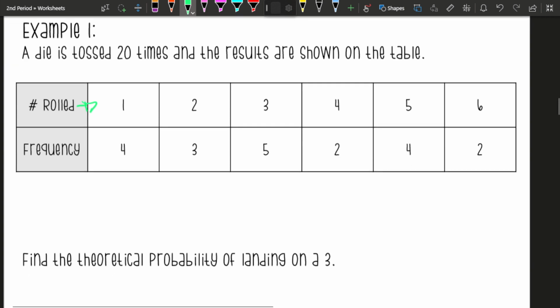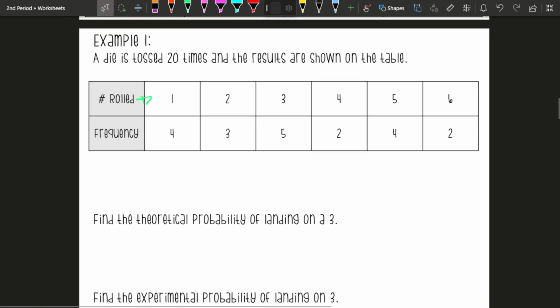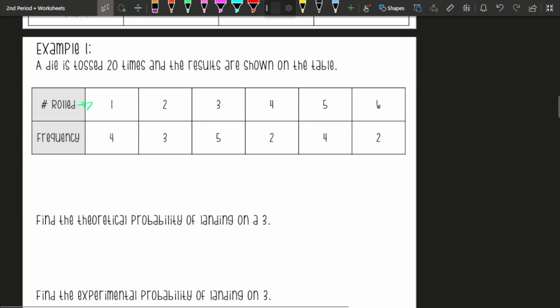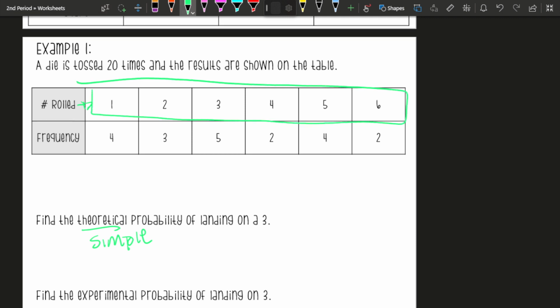Okay, so it says right here, find the theoretical probability of landing on a 3. So first, we're just going to find the simple probability. If we have a dice, we're only going to look at this for theoretical. How many 3s do I have? Just on the dice. 1 out of 6. And that's it.